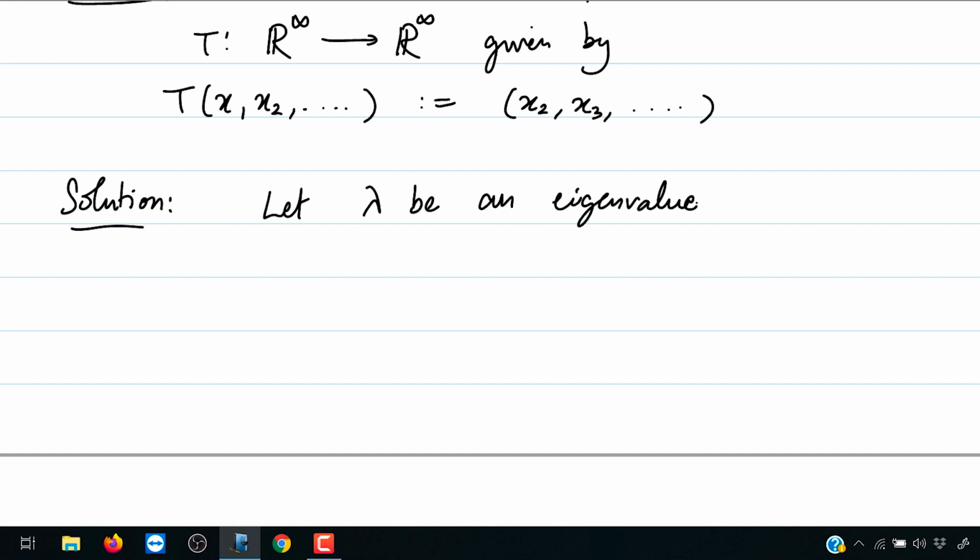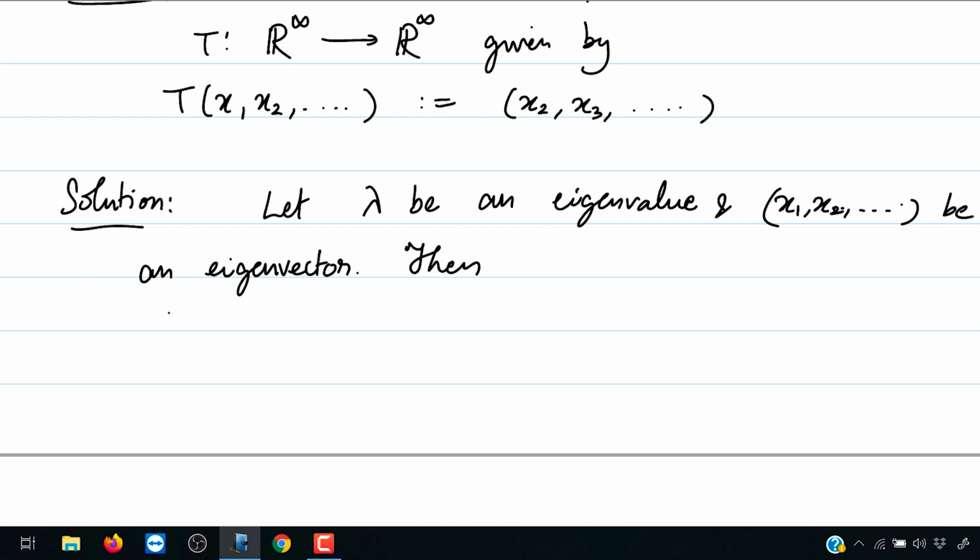Let's try to see what properties lambda will satisfy. Let (x1, x2, ...) be an eigenvector. Let's see what that means. Then T of (x1, x2, ...) is equal to lambda times (x1, x2, ...). That's precisely what it means. But what is T of (x1, x2, ...)?